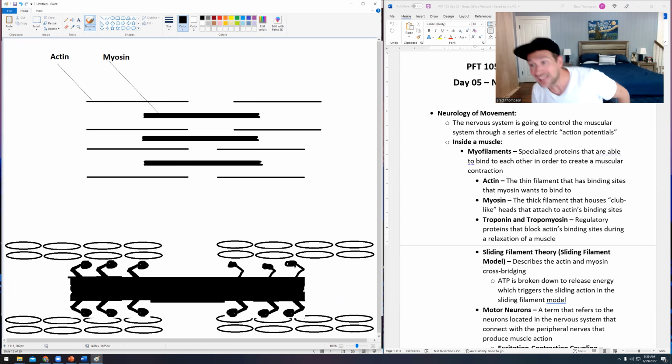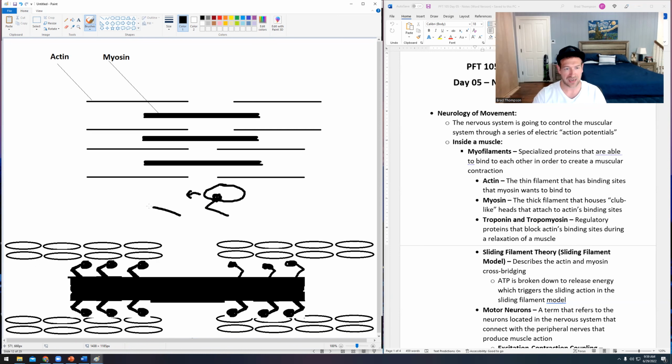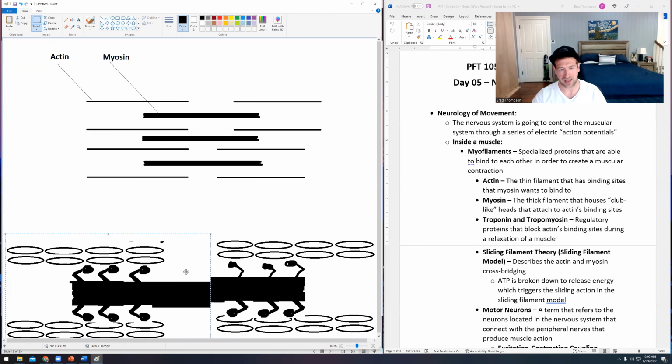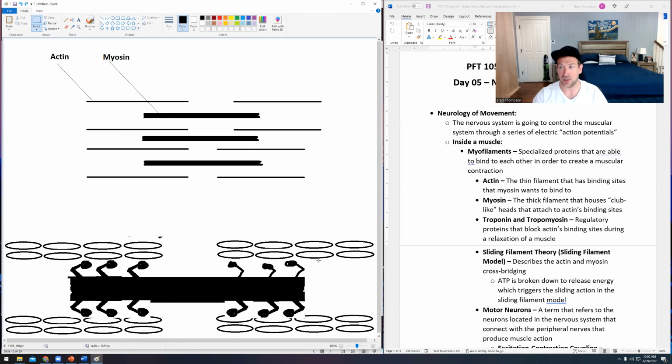All right, so that's actually what they look like. They got these little heads that reach up on them. And what they want to do is go from this shape here, reach up and grab the binding site, and then straighten out like this. What that does is move the actin strand that way. So we want to grab this and pull the actin strands towards the center this way. All of the guys on this side are going to pull towards the center that way, and all the guys on this side are going to pull towards the center that way.